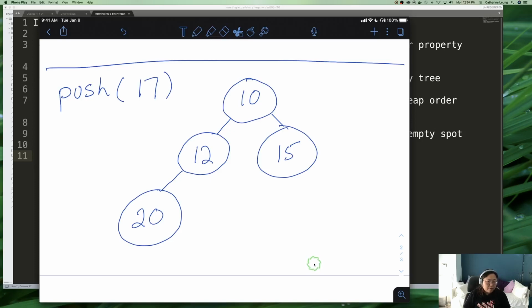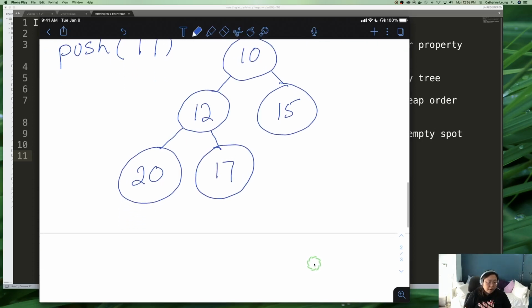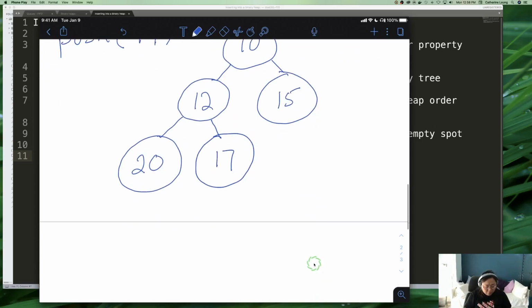5, 4, 3, 2, 1. The empty spot is going to start here, to the right of the 12. Can I put 17 here without breaking any heap order rules? Okay, and the answer to that is yes. 17 can go here. Its parent, 12, is higher priority, so I can just simply put 17 right there. Okay, now let's fill out a few more.